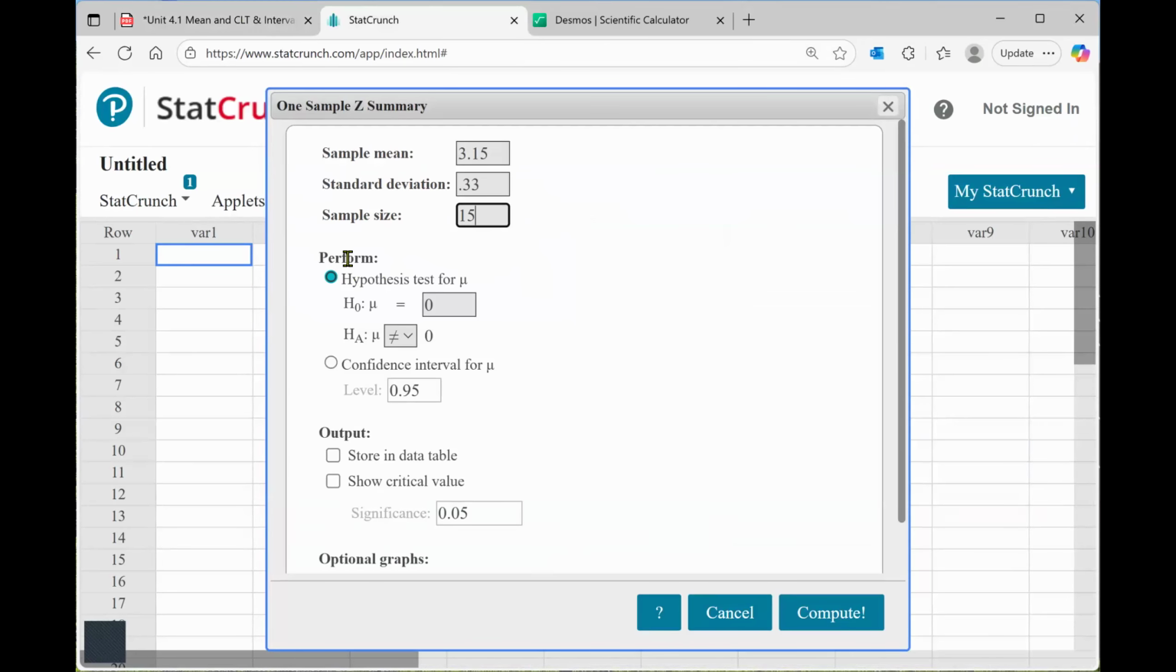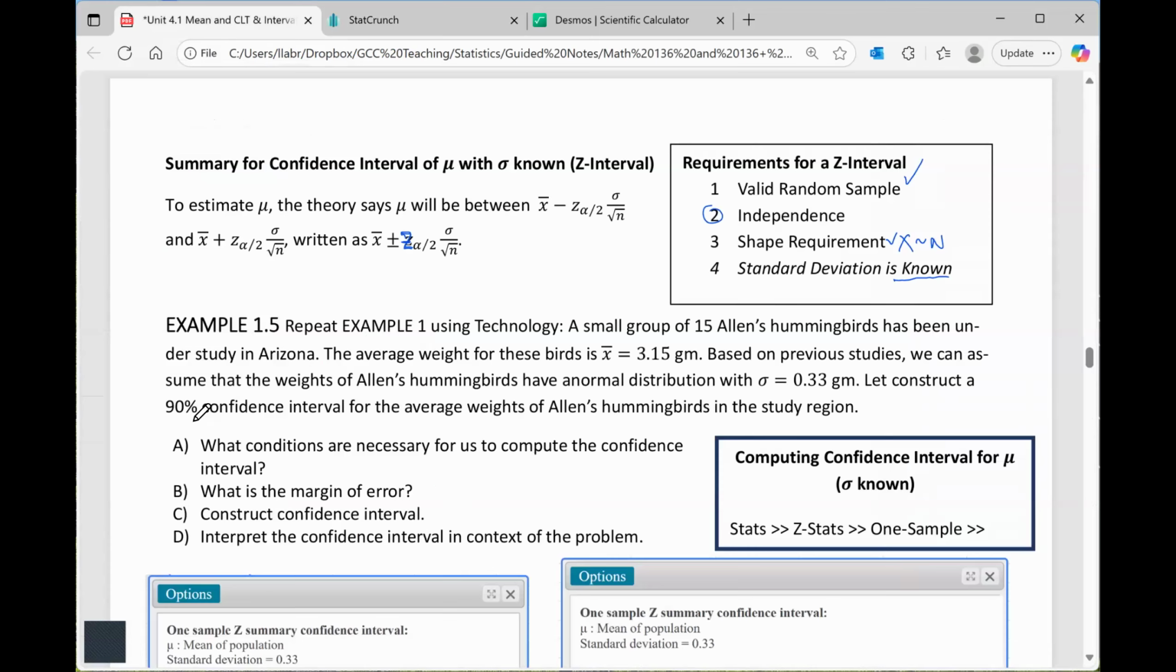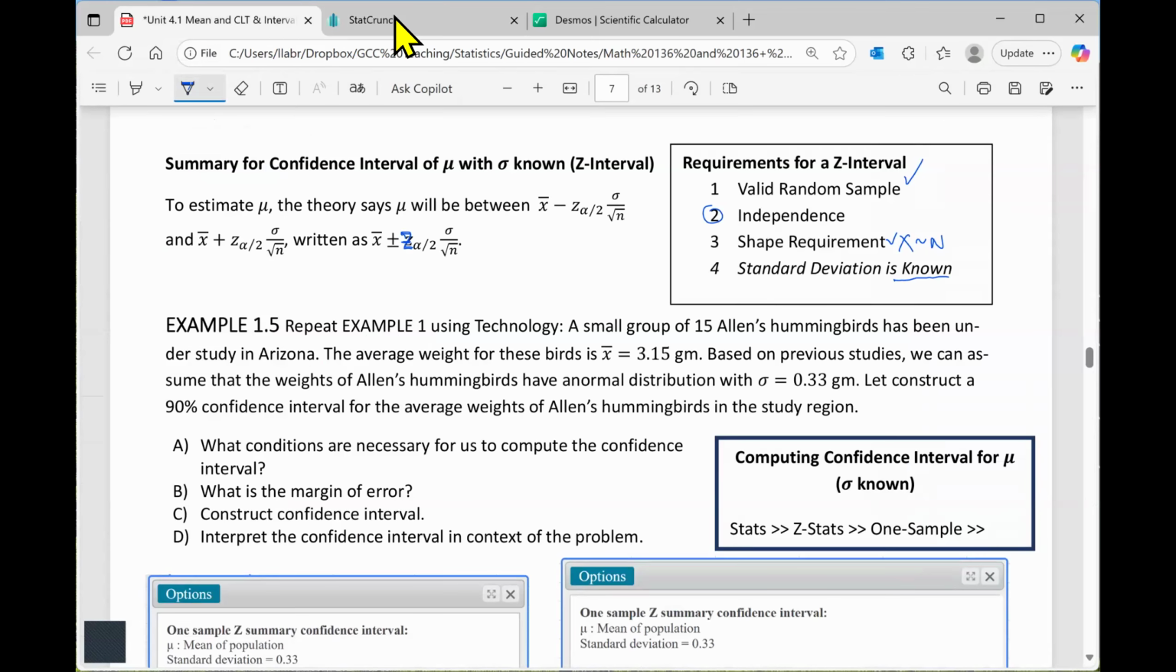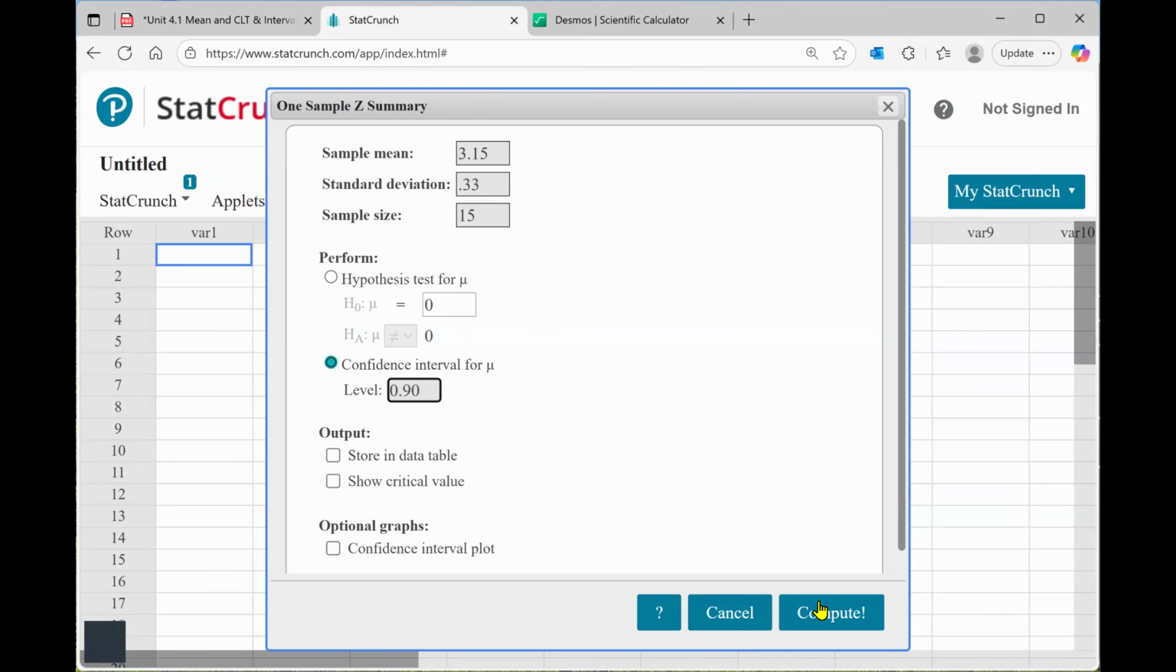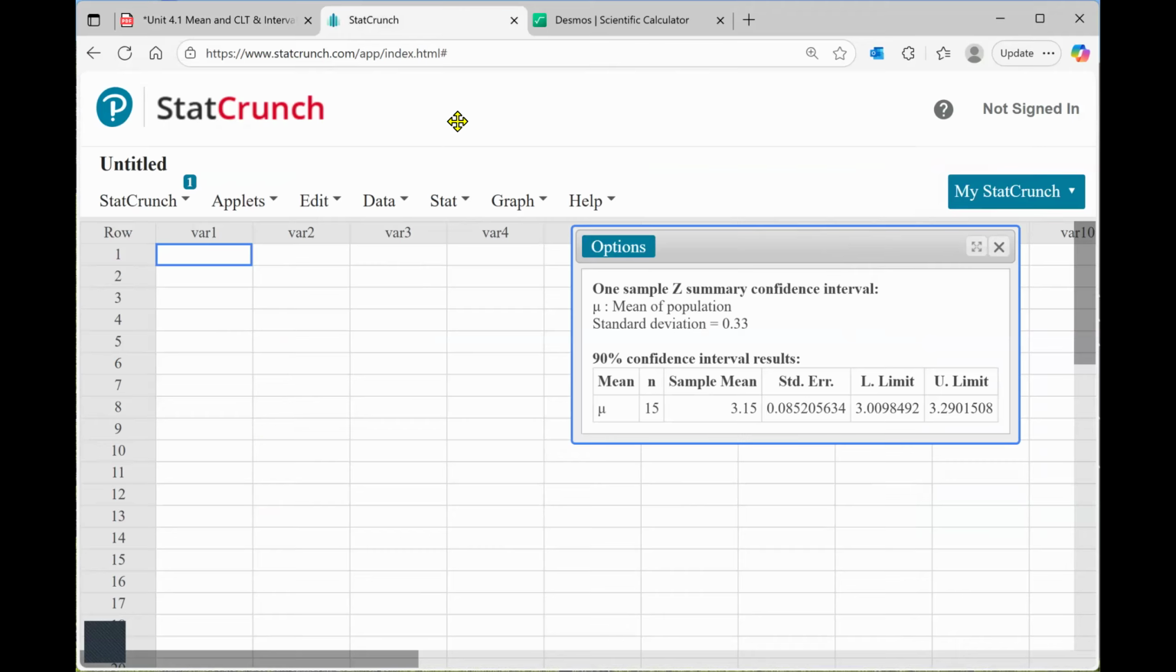All right, then we're going to tell StatCrunch to perform. Hypothesis test is what's going to come up later. But for now, we're going to do a confidence interval. So select confidence interval and change the level to the level that was described. In our case, it was 90. Verify that here. That is all that you need. Press compute and StatCrunch will carry out the exact same procedure that we just did by hand.